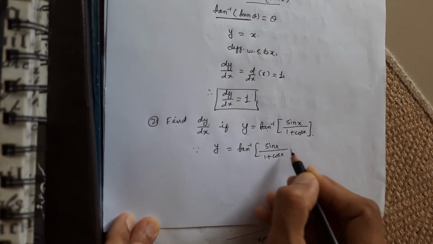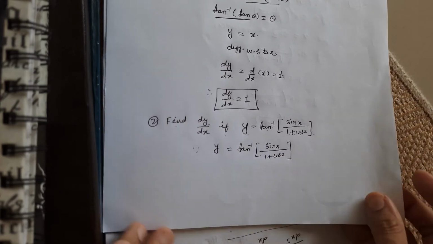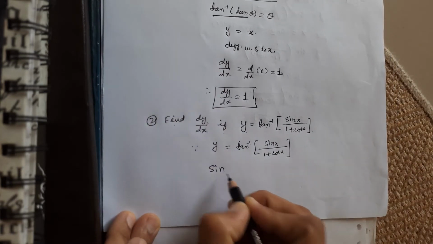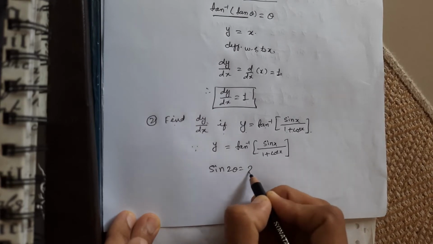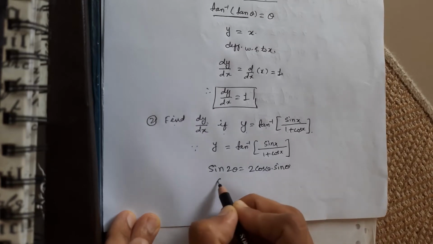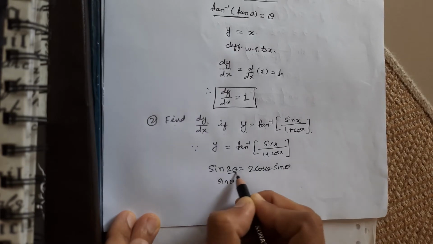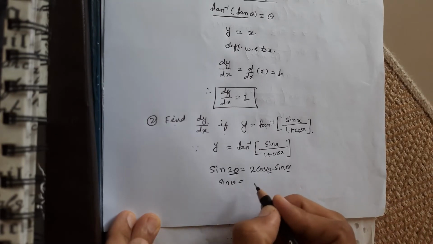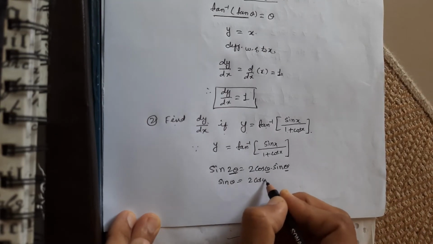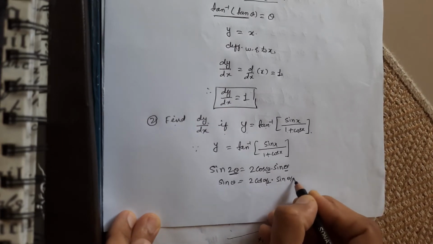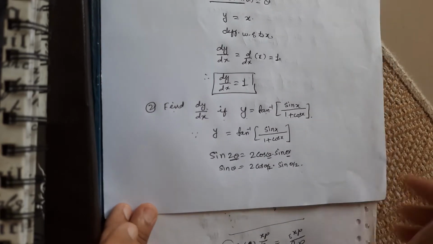Now from the half and double angle formulas, I know one formula: sin 2 theta is equal to 2 cos theta into sin theta. Since the angle is doubled, we take the half of the angle on this side. So sin theta will be 2 cos theta by 2 into sin theta by 2, right? And similarly for 1 plus cos x, we use this here.